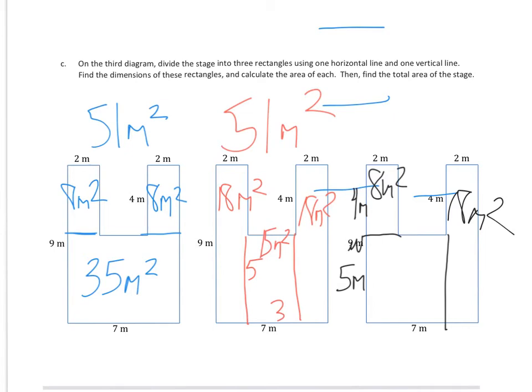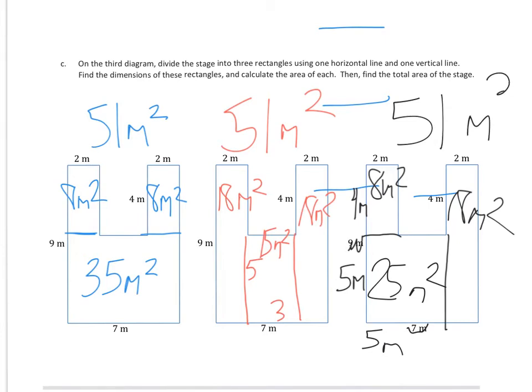Or, no, it's not. Bad job, Miss Vandenhook. 8 plus 18 is 26. And then I'm left with 5 and not 7 meters, because I'm taking 2 meters out here. So this is 5 meters for 25 meters squared. And add it up, and we're back to 51 meters squared. So 3 different ways, but we all come out with the same answer.